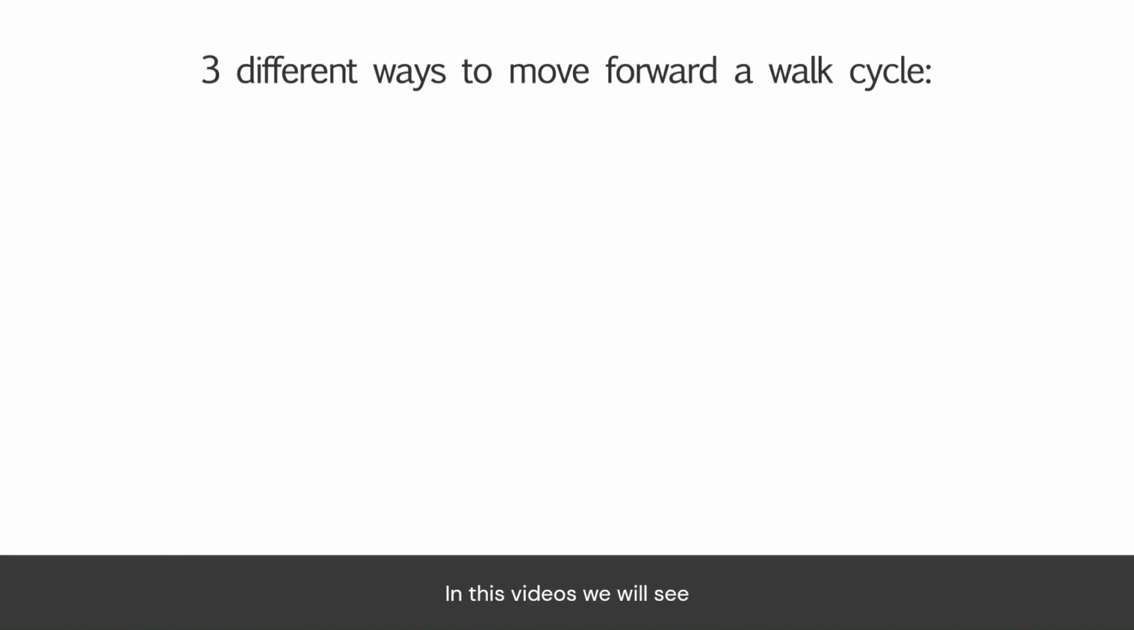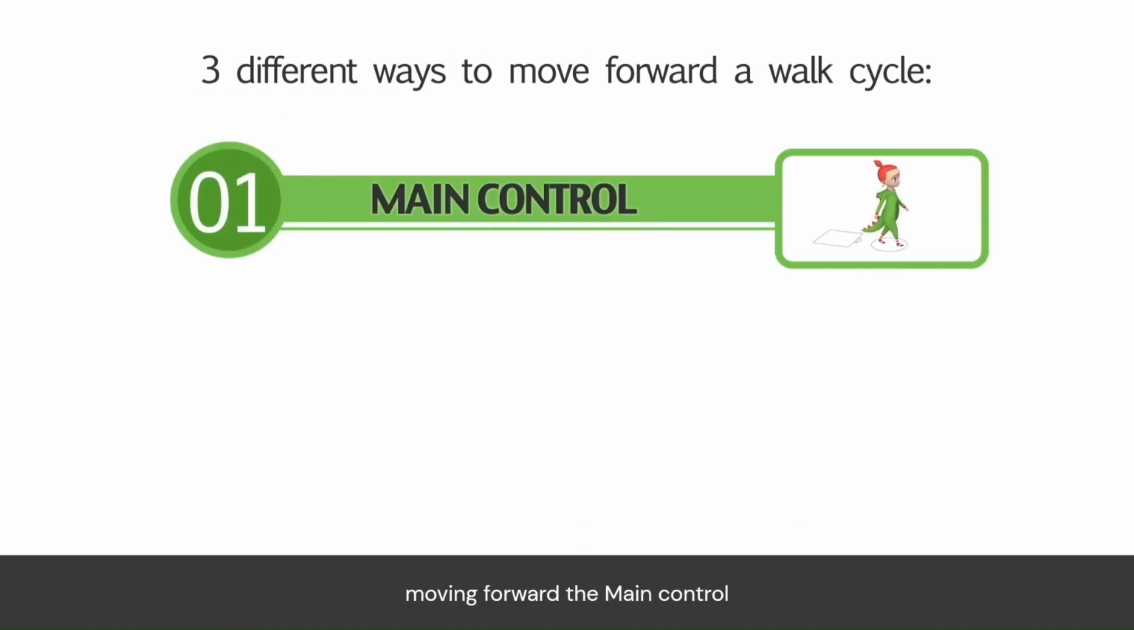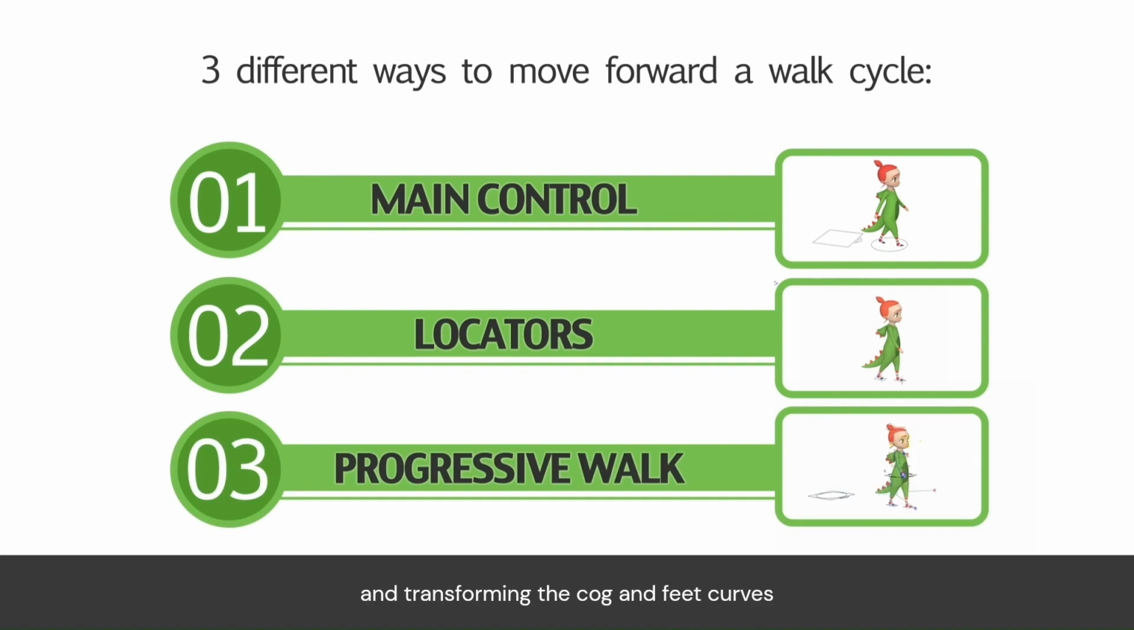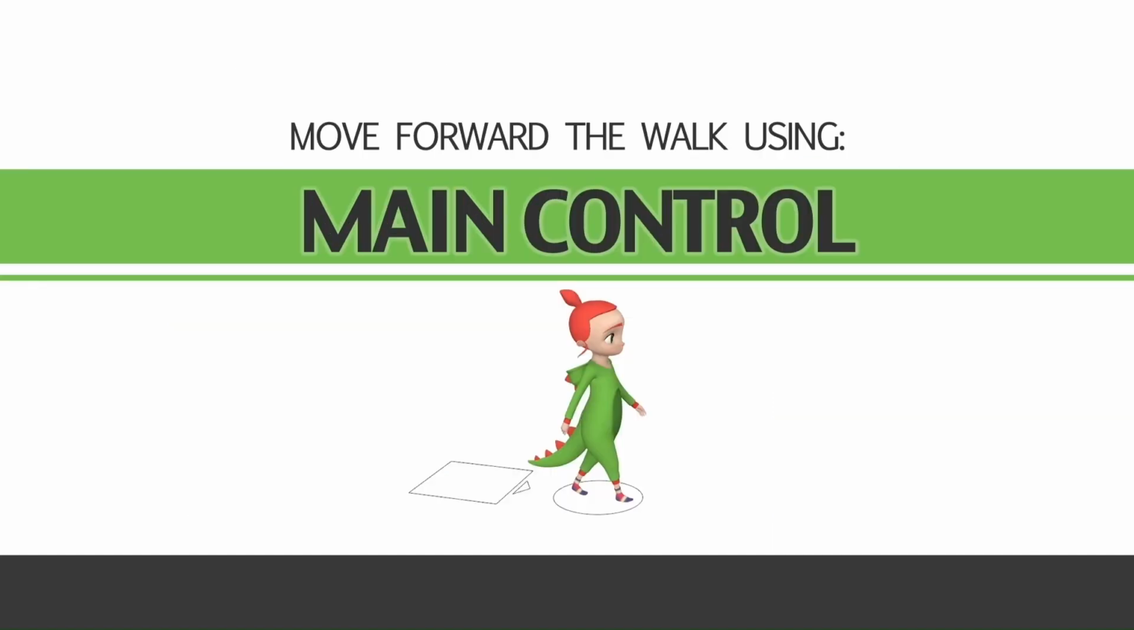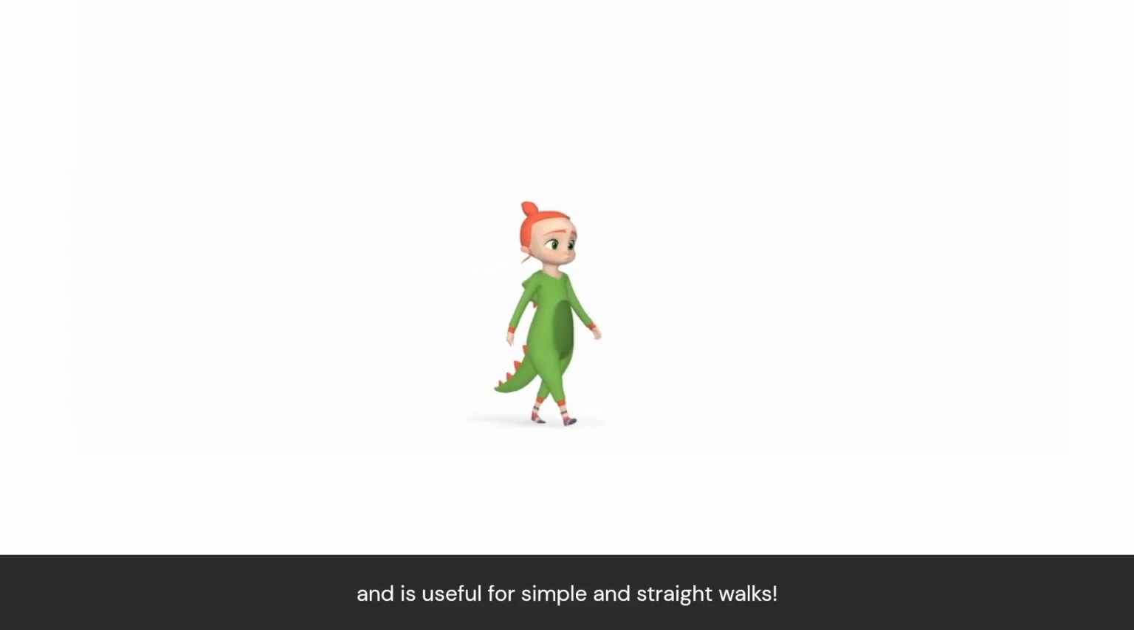In this video, we'll see 3 different ways to move forward a walk cycle: moving forward the main control, using locators, and transforming the COG and feet curves from an in-place cycle into a progressive forward movement. Moving forward the main control. This one is the easiest and fastest way to move forward a walk cycle animated in place, and is useful for simple and straight walks.